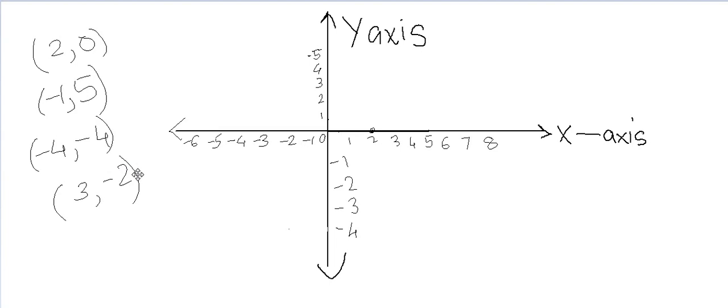(-4, -4). -4 is here on the x-axis and here on the y-axis. So the point (-4, -4) will be here. Now (3, -2). 3 lies here on the x-axis and -2 on the y-axis below. So this point lies in the fourth quadrant here.